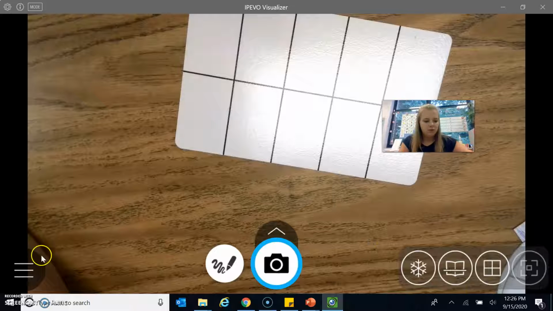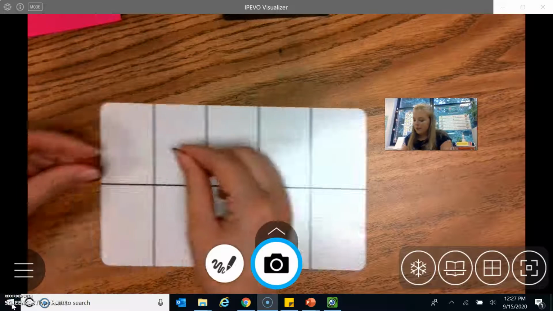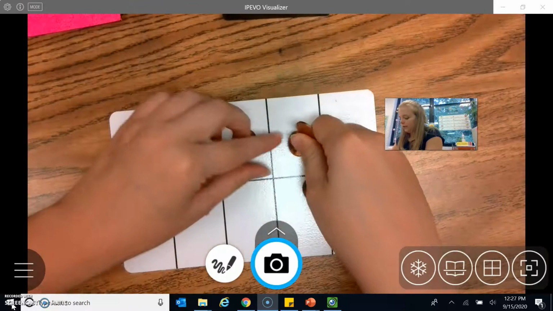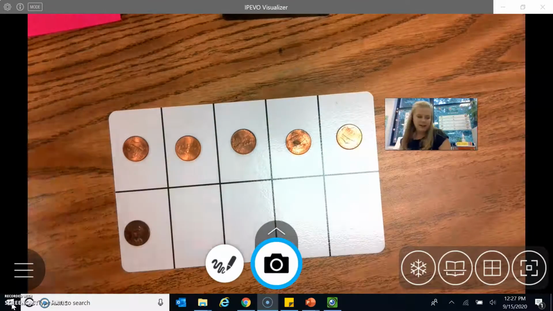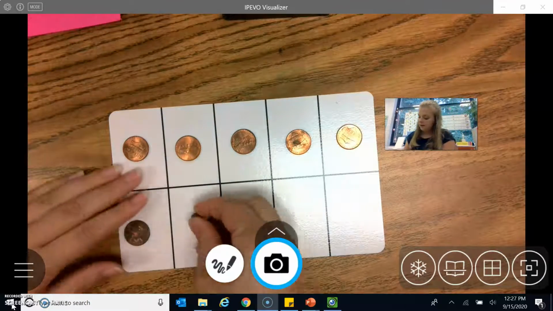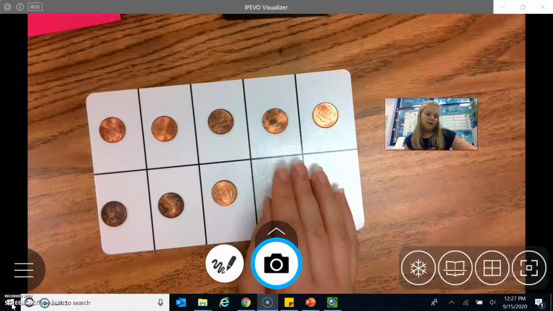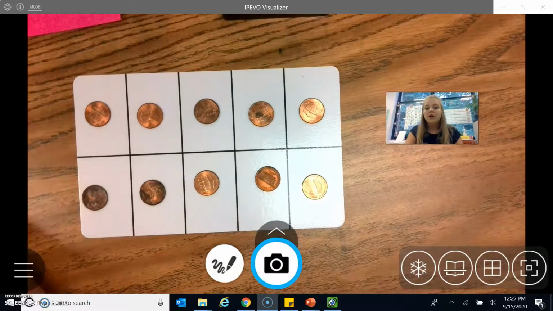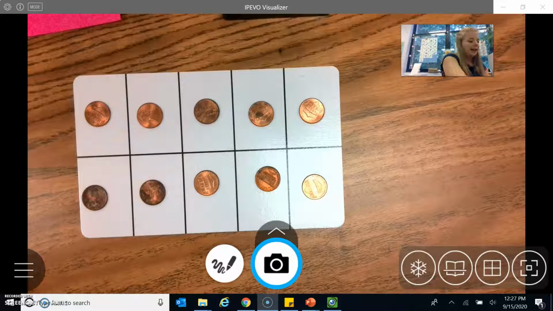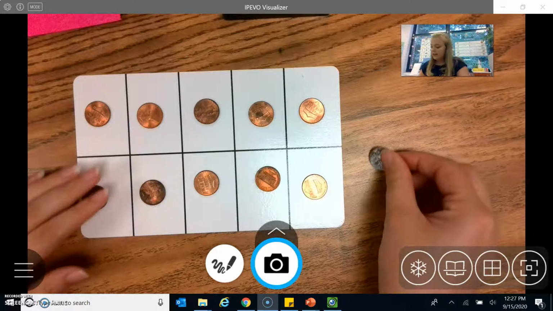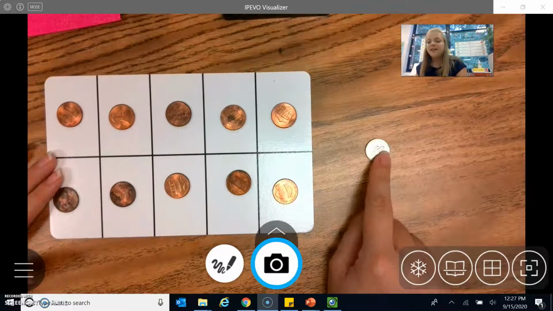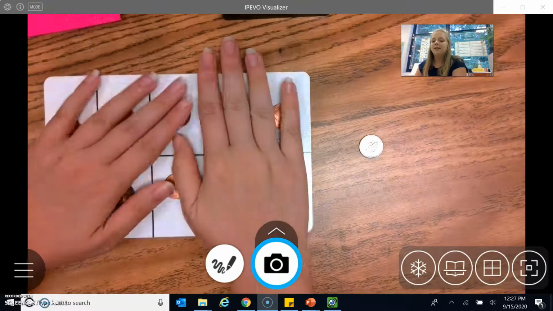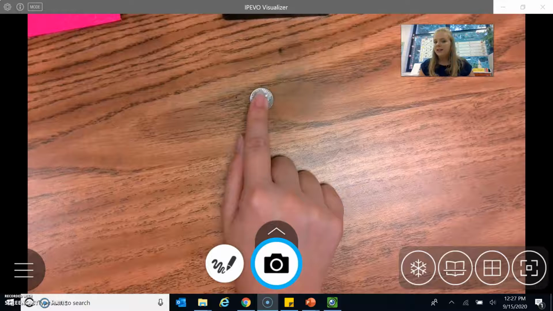All right, so each penny is equal to 1 cent. So 1, 2, 3, 4, 5, 6, 7, 8, 9, 10. Once you get to 10 pennies, you can trade it out for a dime, right? Because a dime is 10 and pennies are ones. Once you get 10 pennies, you can trade it out for a dime.